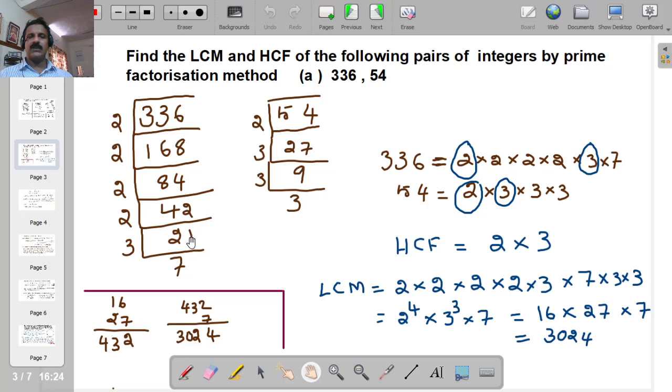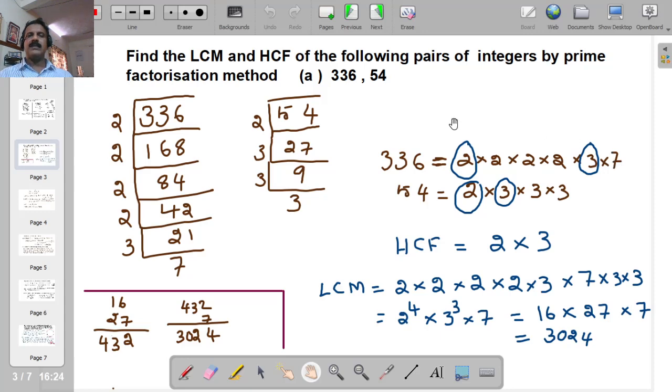But 21 is not divisible by 2. But 21 is divisible by the next higher prime number, namely 3. So when we divide 21 by 3, the result is 7, and 7 is a prime number. Further factorization is not possible. So 336 is expressed as 2 times 2 times 2 times 2 times 3 times 7.